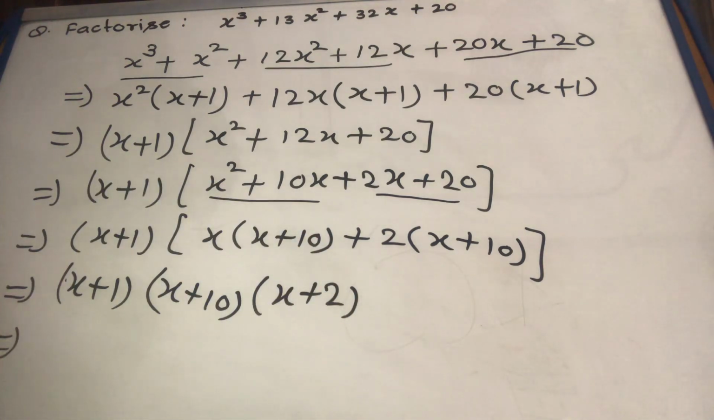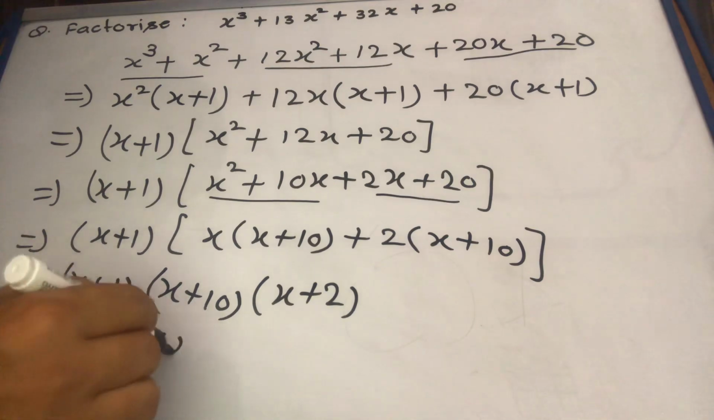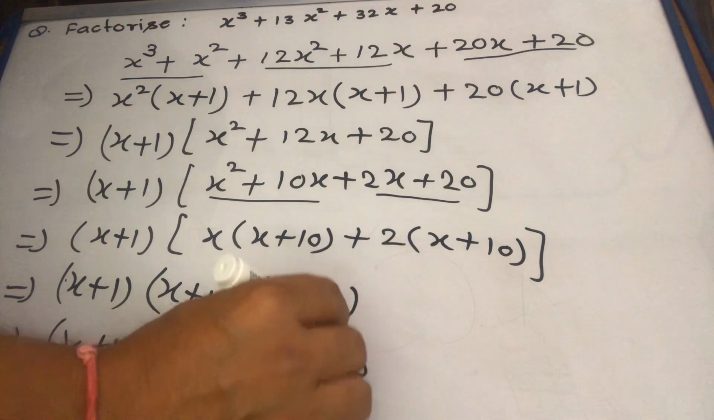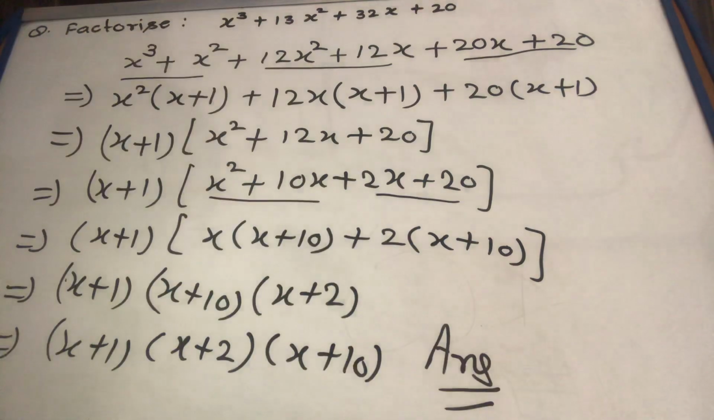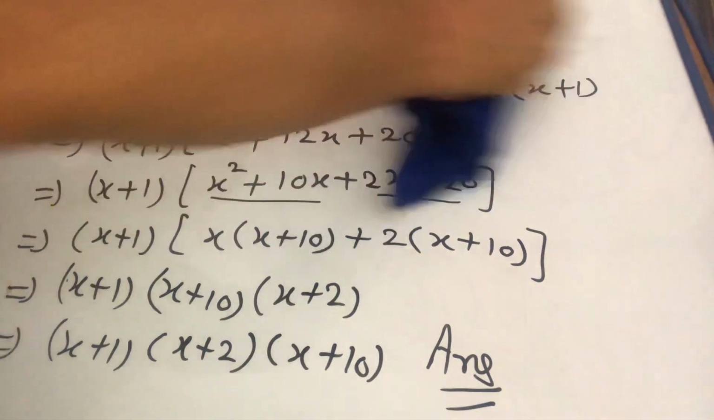Now dear, you can write this in ascending order like that: x plus 1, then x plus 2, and after that x plus 10. So dear, this is the factor of the given polynomial by an easy method without using the remainder theorem. Okay, I think the concept is clear. If not clear, let us see another example to clear this step.